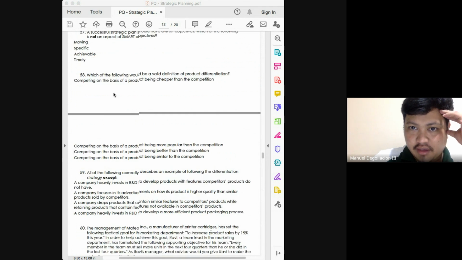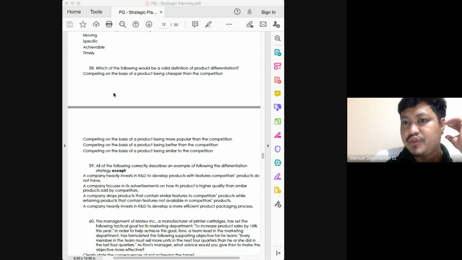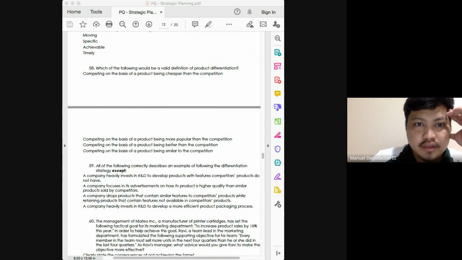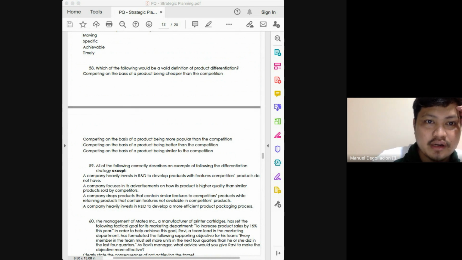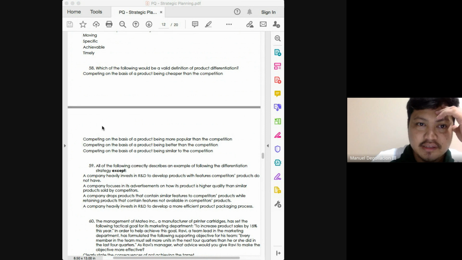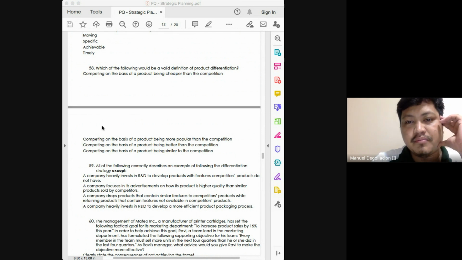Okay, and then 58. Which of the following should be a valid definition of product differentiation? The answer here would be the third choice, competing on the basis of a product being better than the competition. Okay, you're trying to differentiate your product as being a better option. So the focus is not so much on the price, but on the quality of the product.